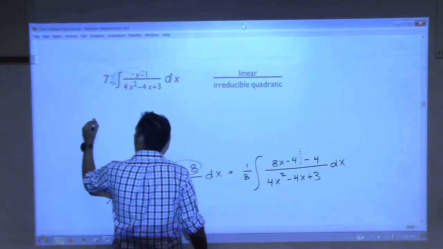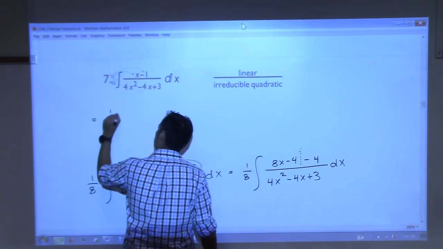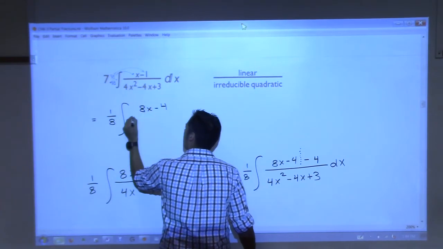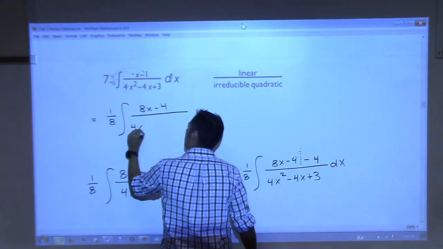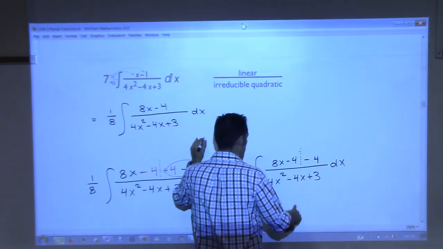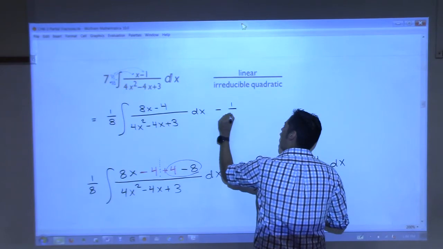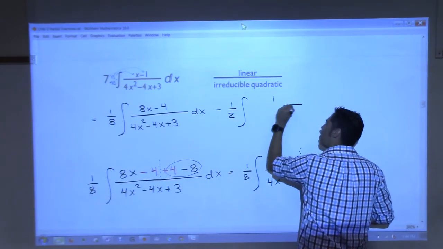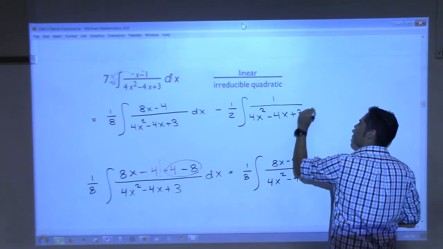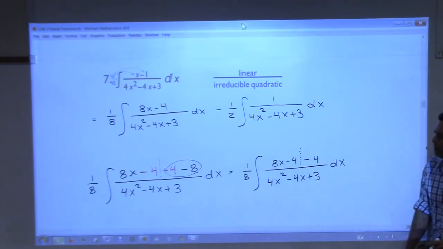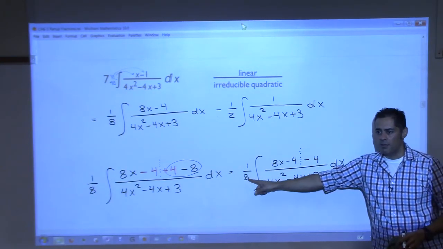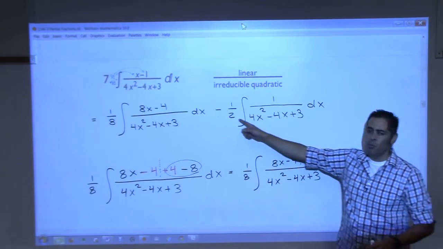So now here's the new integral. It's actually two integrals. It's 1/8, and then these two terms, 8x minus 4 over the entire thing, 4x squared minus 4x plus 3 dx. And then I have, check me out here, minus 1/2 integral 1 over 4x squared minus 4x plus 3 dx. Understand what I did there? Right, I had this negative 4 that was going to be over this, but I pulled the negative 4 out with the 1/8 that was already out there, and that became a negative 1/2.